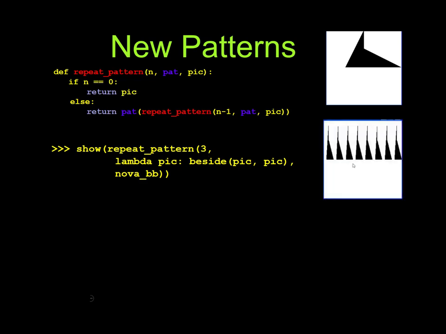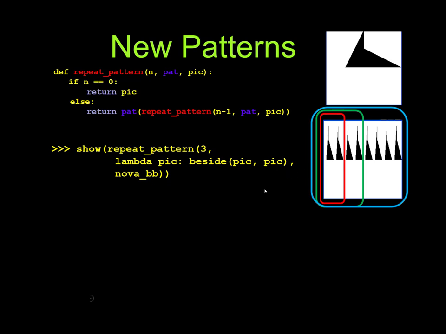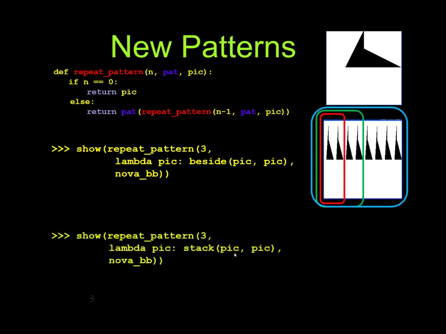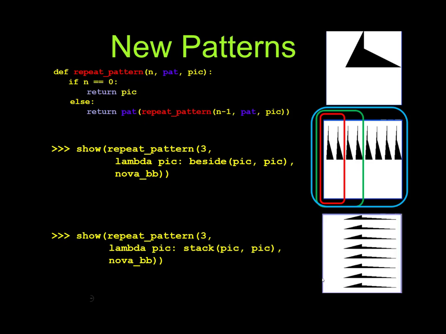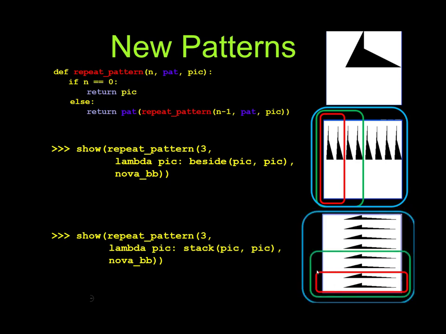How do we explain this picture? This is applying this pattern 1 time. This is 2 times. And this is 3 times. Let's see another example. Here is another pattern which doesn't have a name. It just uses the lambda notation. Lambda picture, stacking a picture on top of itself. And this picture is again Nova. And we are doing this 3 times. And this is the answer. This is applying the pattern, stacking on top of each other 1 time, and taking this and stacking it on top of itself, you get this picture 2 times, and stacking it again, you get 3 times, and this is the picture.